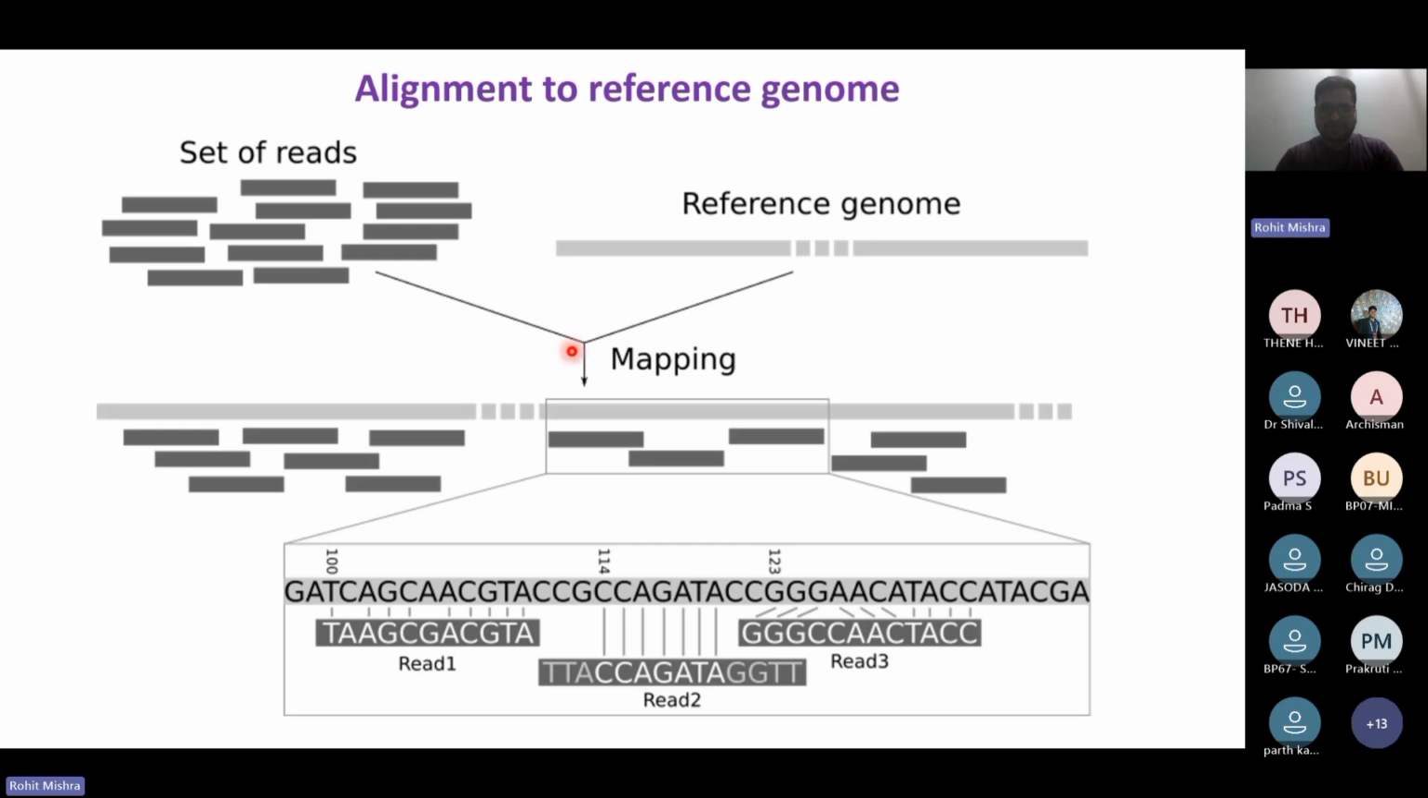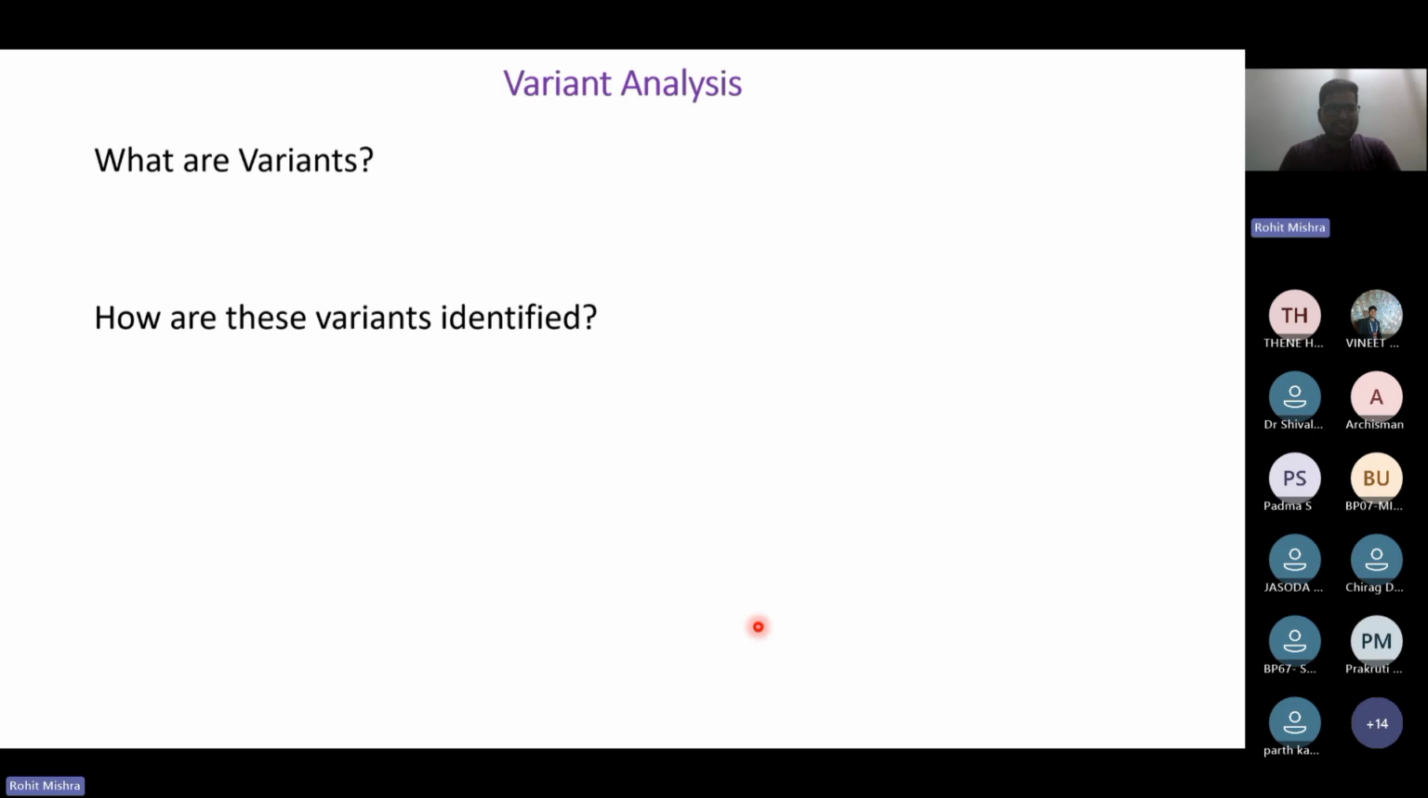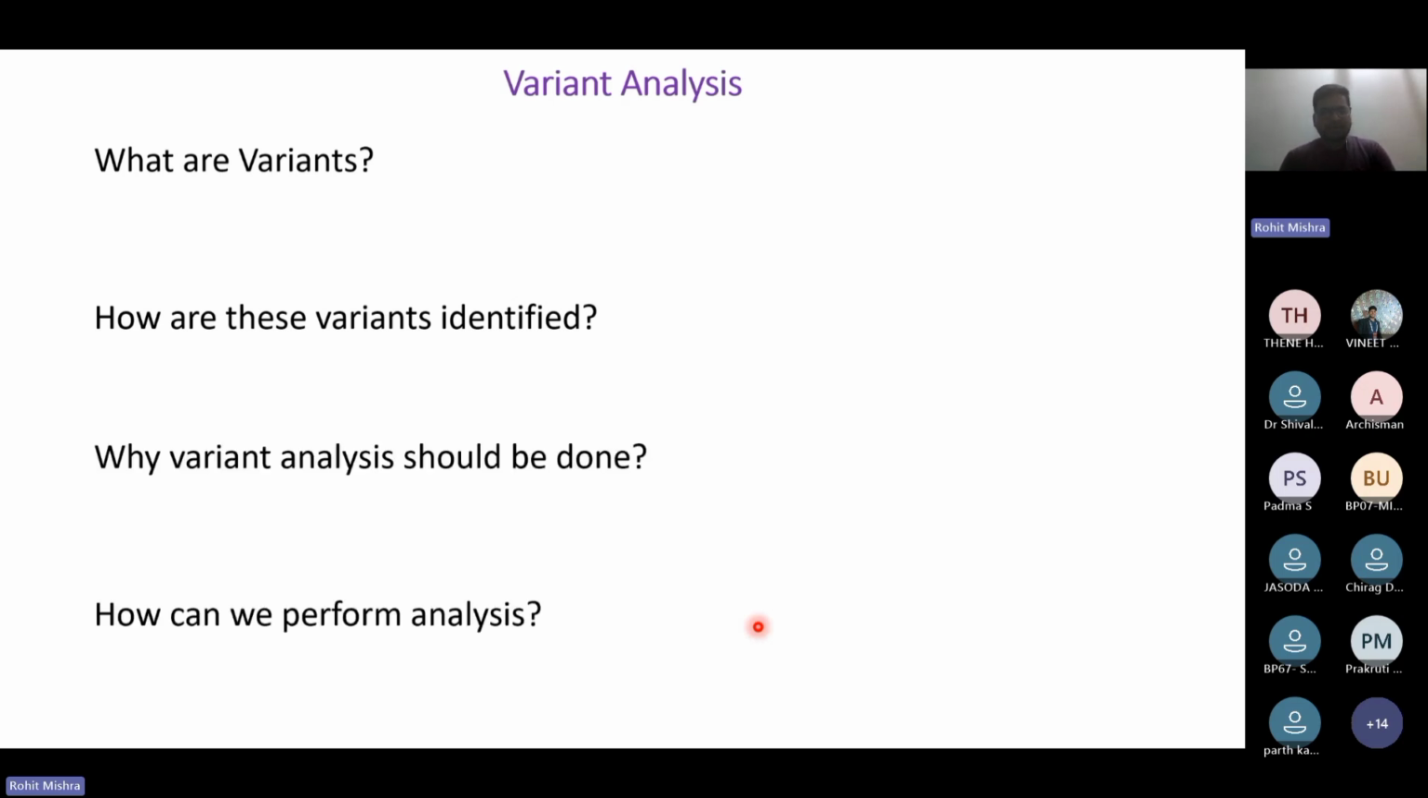There is one tool called BWA, the Burrows-Wheeler Aligner, which aligns these reads to the reference genome. When the mapping is done, we can see read 1, read 2, and read 3 mapping to specific regions. This is exactly how alignment is done. Once alignment is done, the next step is variant analysis. For that, we need to understand what variants are, how they are identified, why variant analysis should be done, and how we can perform it.